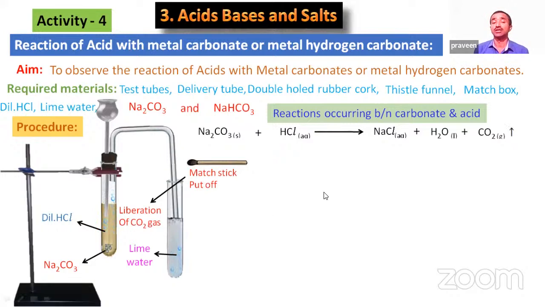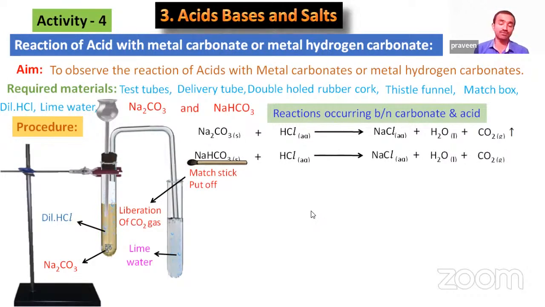You will notice that the metal hydrogen carbonate, that is simply NaHCO3, reacts with HCl, producing the same products: salt, water, and a liberated gas. So the gas liberated in this reaction is tested using two things: one is lime water solution, and the other is carbon dioxide gas.